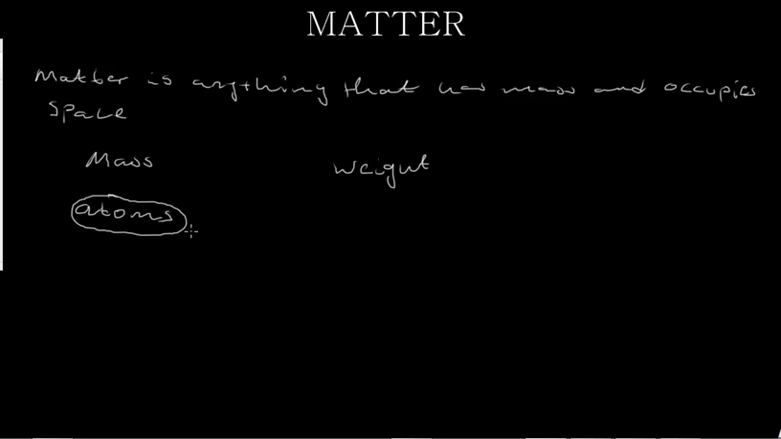So matter is anything that has mass and occupies space. Can you think of anything that falls under the category of matter? Can you think of anything that has mass and occupies space? Well, you yourself are matter because you have a mass and you occupy space. Your phone is an example of matter. Food is an example of matter. Juice is an example of matter. Water is an example of matter, and so many things. Almost everything that you can see and touch is an example of matter.